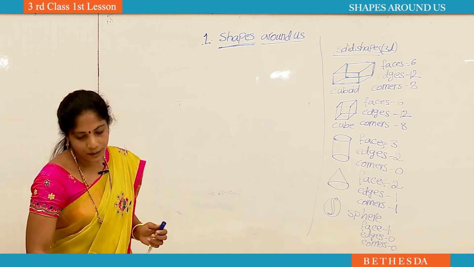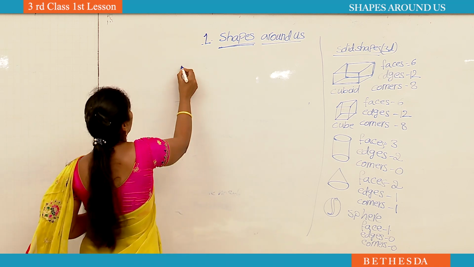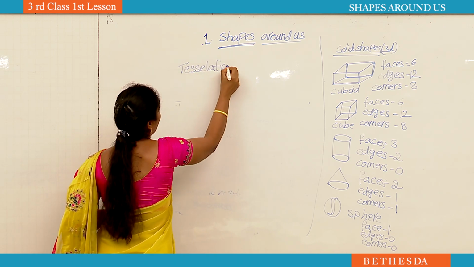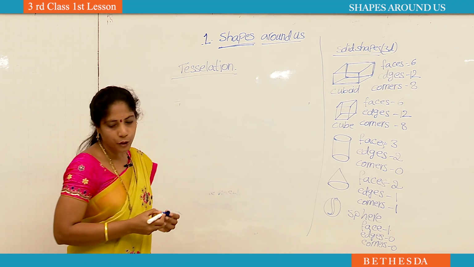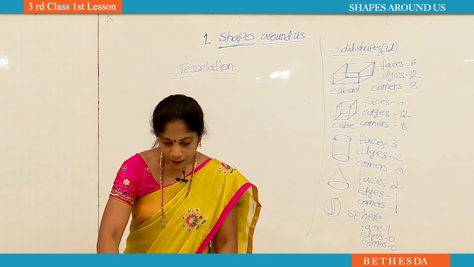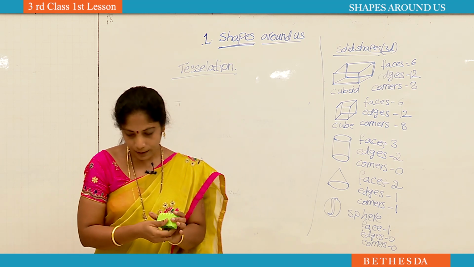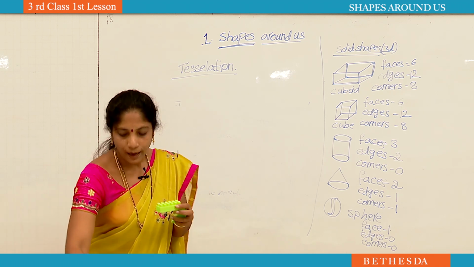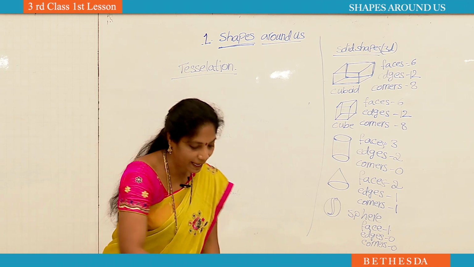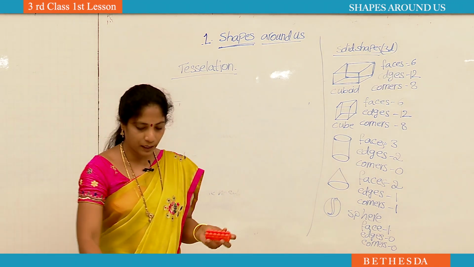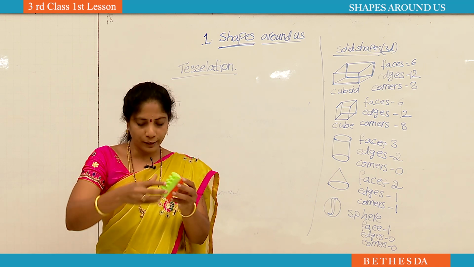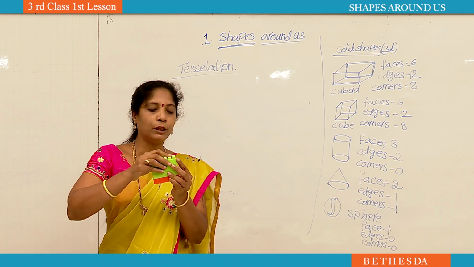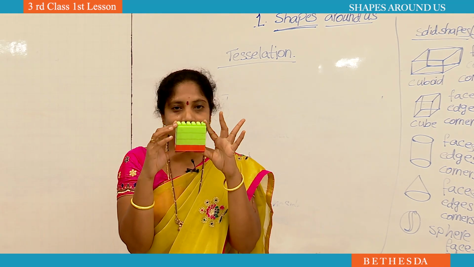Okay, see here, what is meant by tessellation? Arranging the shapes without gaps. See here, you can observe these shapes. It looks like a cuboid and it looks like a cube. If you arrange these shapes without gaps, see here, I am arranging these shapes without gaps. Is there any gap between these 2 shapes? No. If you arrange the shapes without leaving gaps, it is called tessellation.